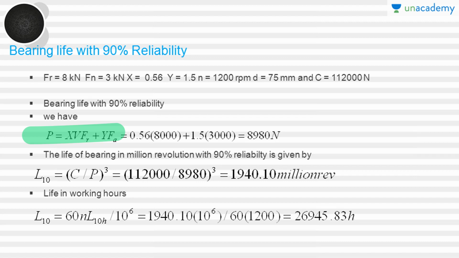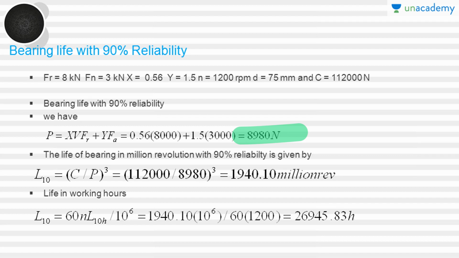Here we have found the equivalent load, 8,980 newtons. The life of the bearing in million revolutions with 90% reliability is given as L10. So we have to find L10, which is given by L10 equals (C by P) to the power of 3. They give the dynamic load carrying capacity C as 12,000, and we have found P as 8,980. Substituting these two values, we get L10 as 1940.1 million revolutions.